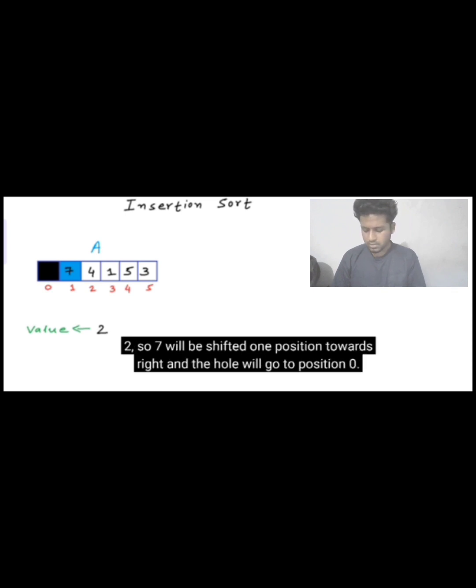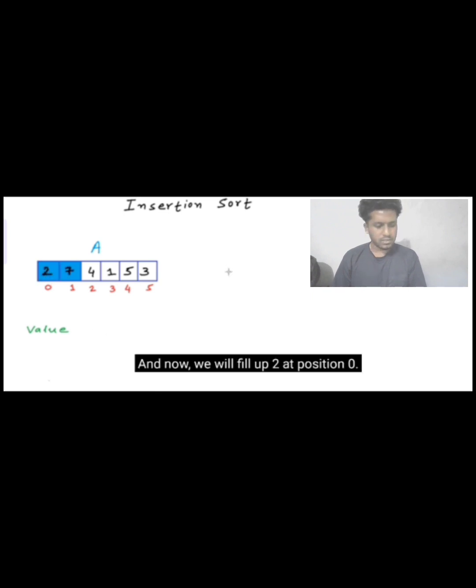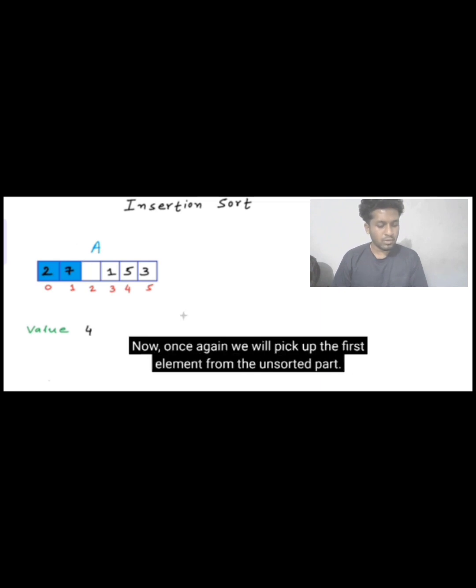So 7 will be shifted one position towards the right and the hole will go to position 0. And now we will fill up 2 at position 0. We will fill up 2 in the hole, and now we are sorted till index 1.